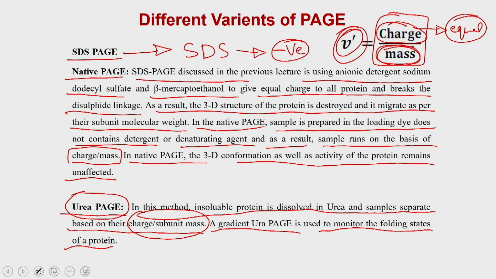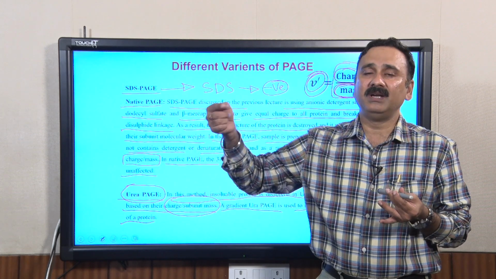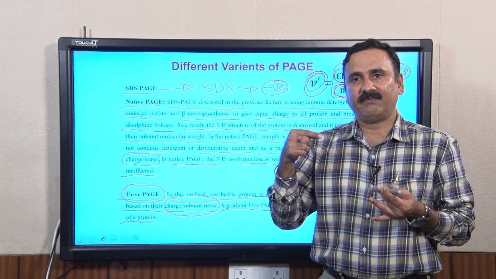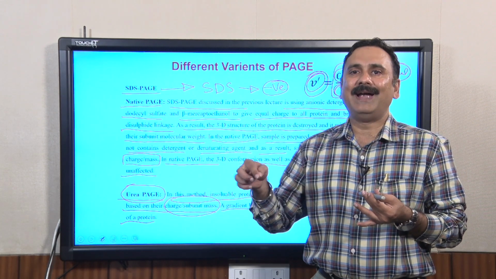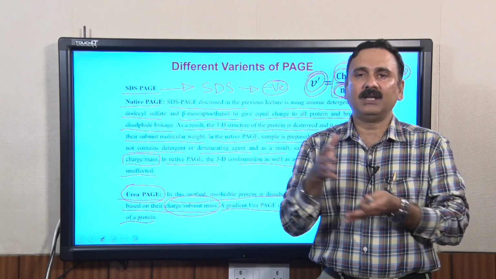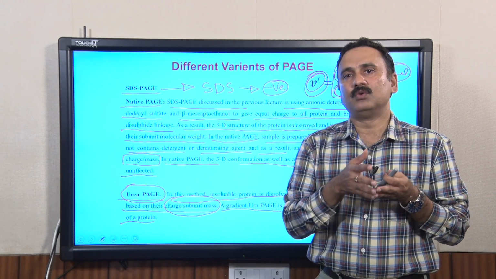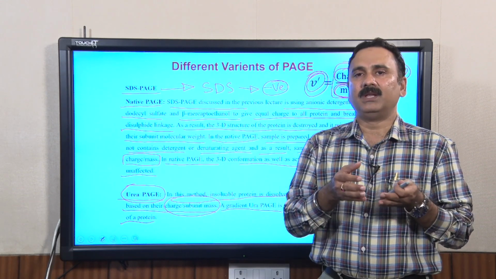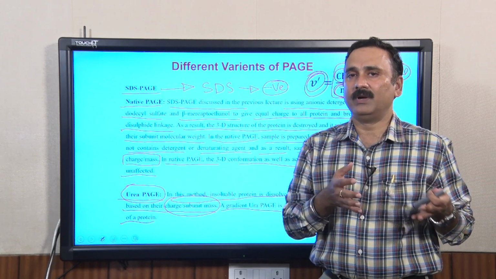So, as a result, even in the presence of urea, the proteins are still going to run as per their charge by mass ratio, and that has an advantage: in the presence of urea you can monitor how the 3-dimensional conformation of a protein is affected if you add different amounts of urea. That is how, if you run the urea PAGE, you can use it to monitor the protein folding or unfolding kinetics.